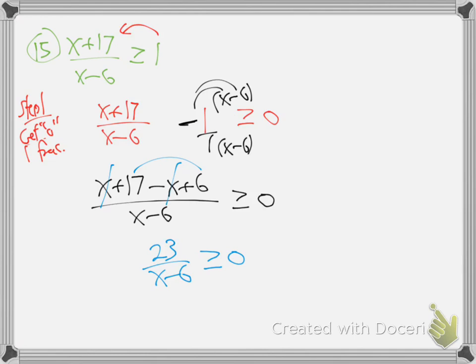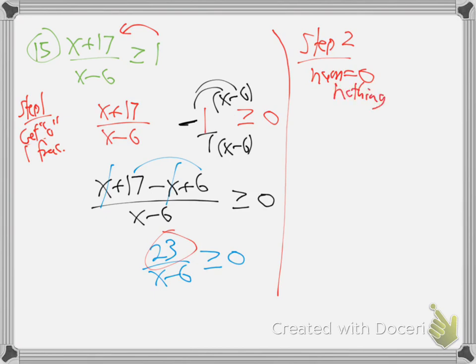So now I'll come over here for step 2. Step 2, we're supposed to set the numerator equal to 0. How do you have the numerator equal to 0? No way. There's no x there. So there's nothing out of the top making the numerator 0. And then the denominator equals 0. So that'd be the x minus 6. And so that's just 6.